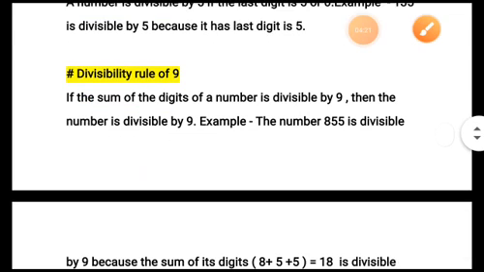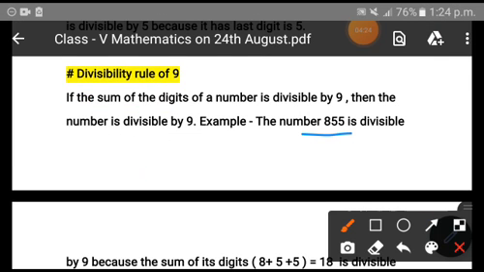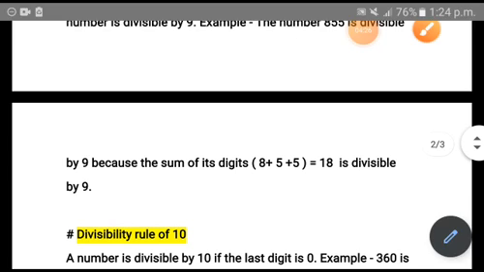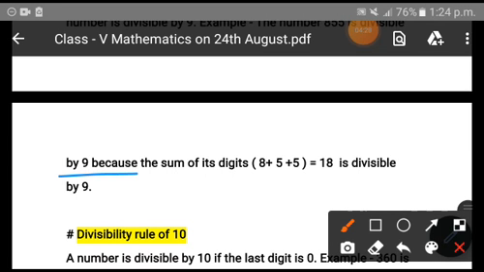So, let us take an example. Here the example is 855. It is divisible by 9 because the sum of the digits, 8 plus 5 plus 5, is 18.